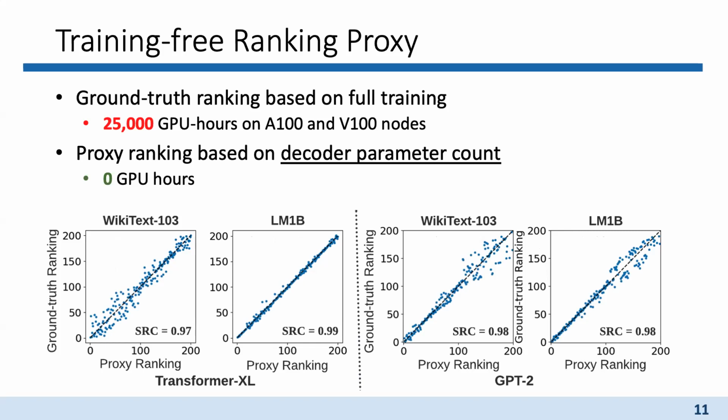As the proxy ranking, I'm using the number of decoder parameters, and as you can see, the two rankings are highly correlated. More importantly, the ranking using decoder parameters requires absolutely no training, so we can use it as a proxy for perplexity in the inner loop of our search to rank the architectures.